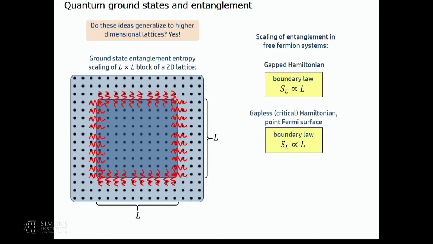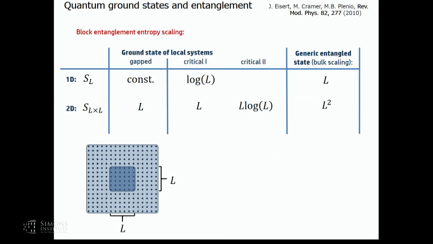If we have a gapless system where I have a finite number of zero energy modes or a Dirac point in my Fermi surface, then I still have a boundary law. However, if I have a gapless system with a 1D Fermi surface, then I get a logarithmic correction to my boundary law. So we can have this table of entanglement that we find in ground states of local systems for 1D and 2D systems. And what we see is either a boundary or area law, or with a slight correction, a logarithmic correction.